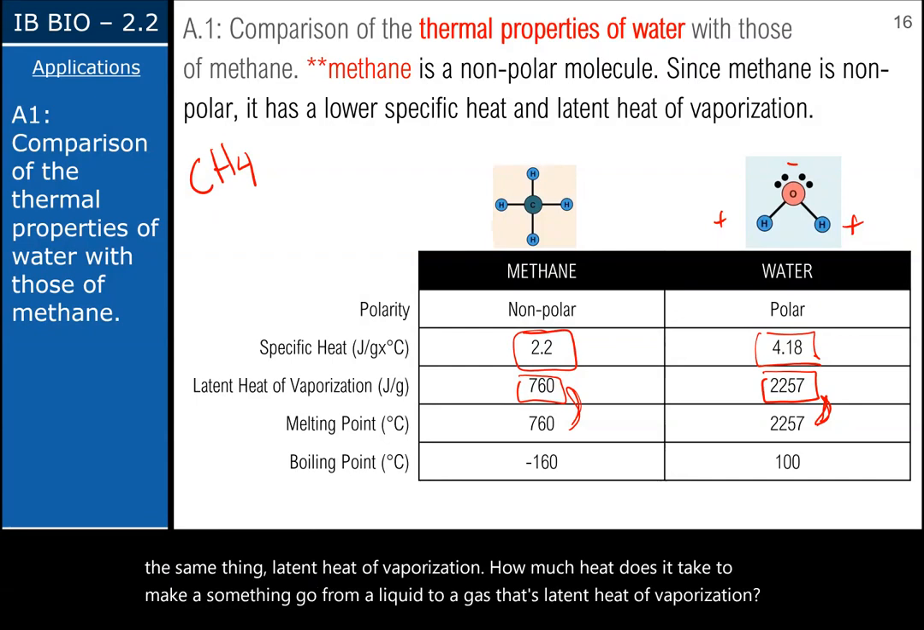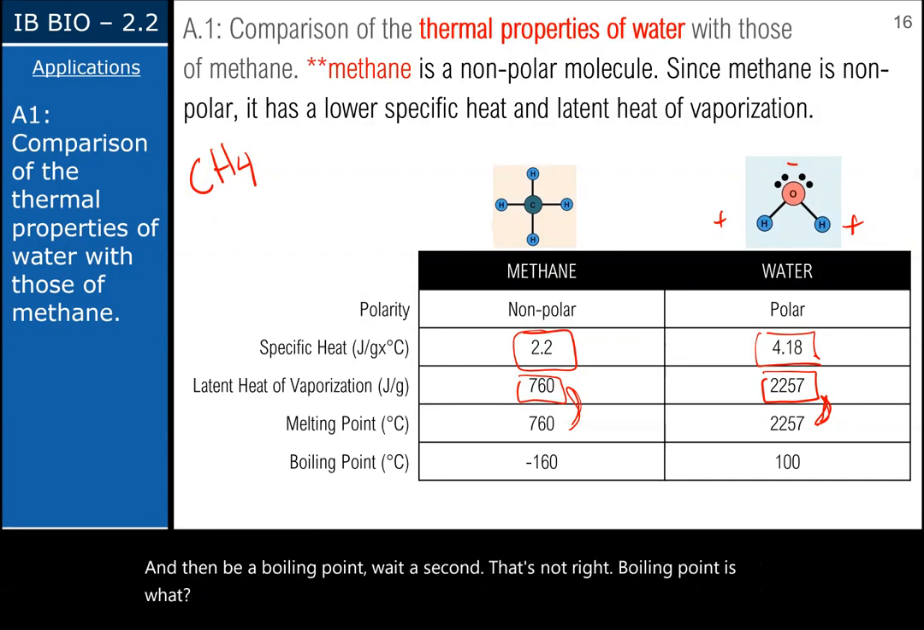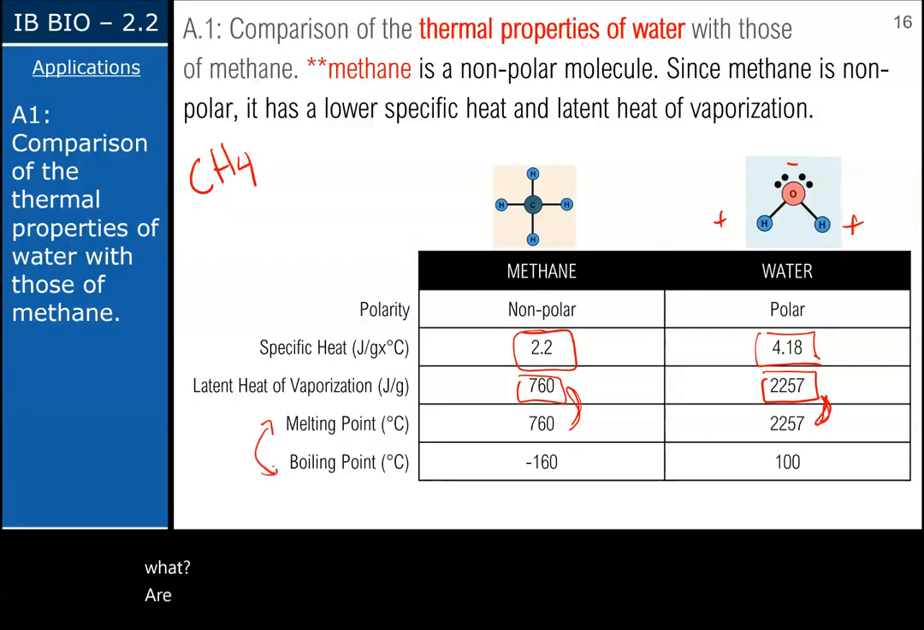And then we have boiling point. Wait a second. That's not right. Boiling point is what. Are these switched? I think these are switched.